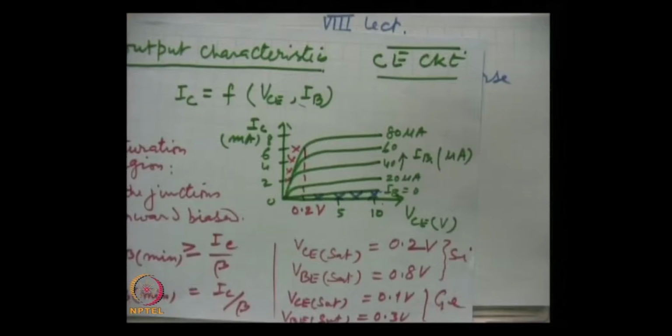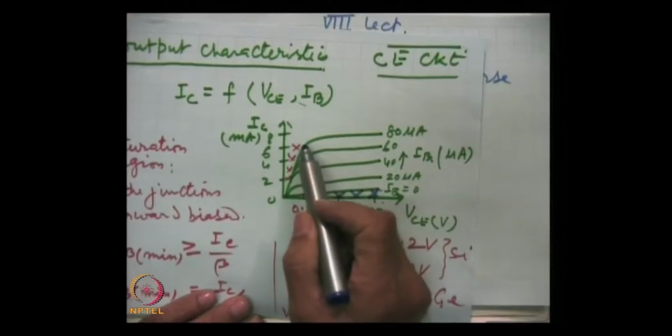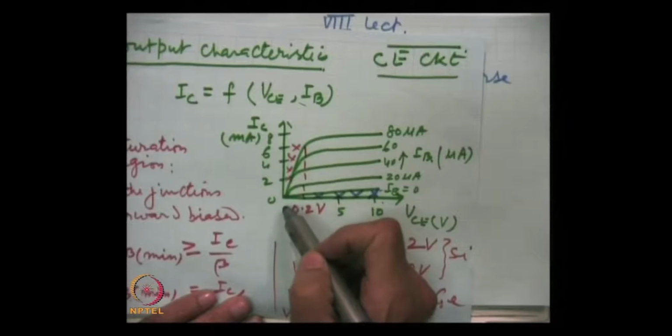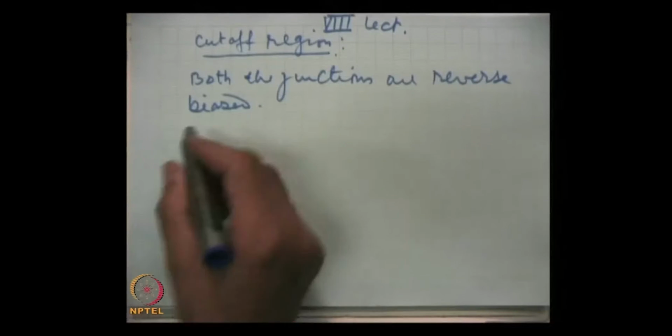So, this region is called the cutoff region, where both the junctions are reverse biased. And as I have said, the saturation region and the cutoff region represent two quite different states, and they are very useful for digital circuits in which the transistor is used as a switch. Now, the third region, that is above IB equal to 0 and on the right side of the saturation region, is called the active region.